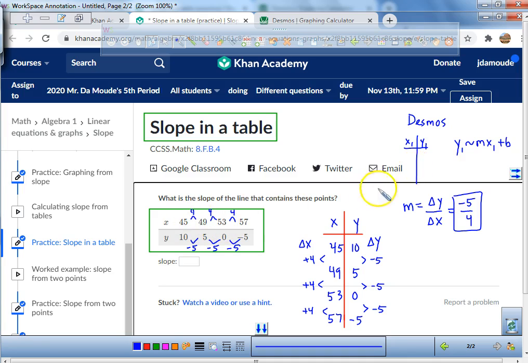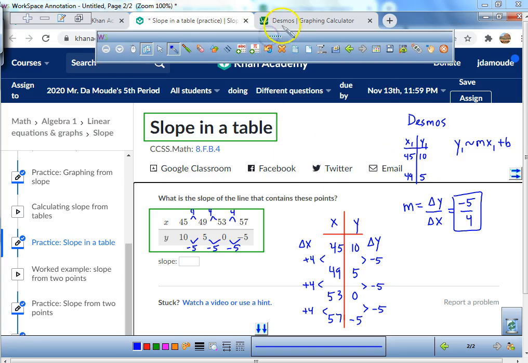Any one of these. Which one do you want me to use? 45 and 10. Okay, 45 and 10. What's another ordered pair that you would like me to use? 49 and 5. Okay, fine, I'll use 49 and 5. So I'm going to type those into Desmos right now. Other people, don't use the same ones. Just use any ordered pairs that you want, as long as they are from this list.